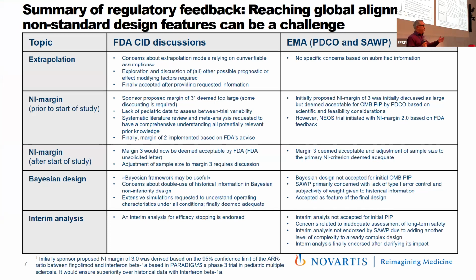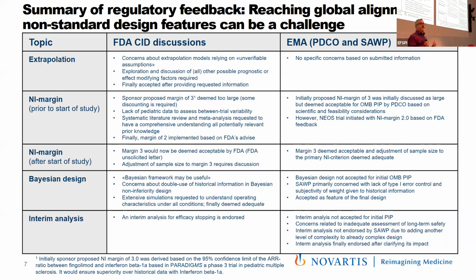So extrapolation, I mentioned, from adult patients to pediatric patients. EMA had no specific concerns, could follow the logic of what we outlined, and considered this potentially acceptable. FDA, on the other hand, said there are concerns about the extrapolation models relying on unverifiable assumptions. We had to do a lot of additional exploration of all other possible prognostic factors, disease-modifying factors in the study. But finally, it was accepted as a design feature. But you can see there were different opinions from the beginning.